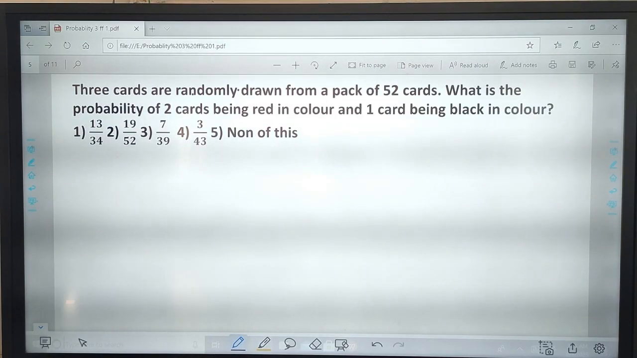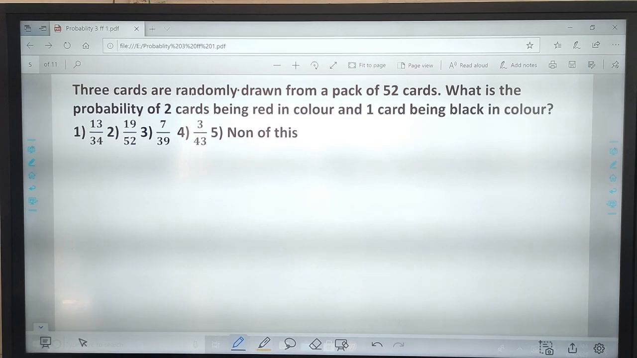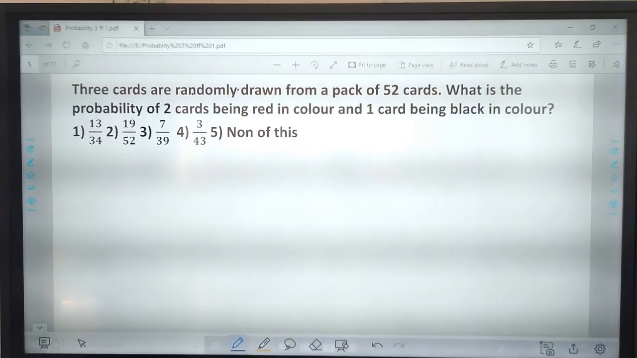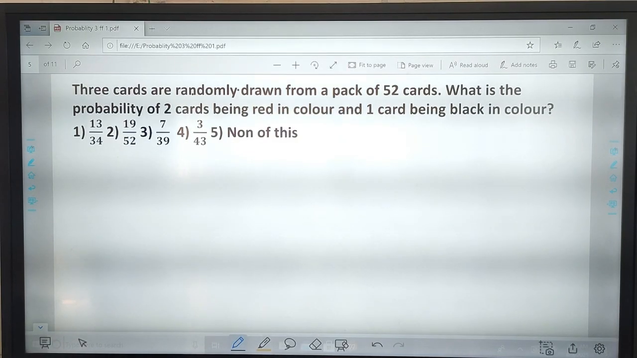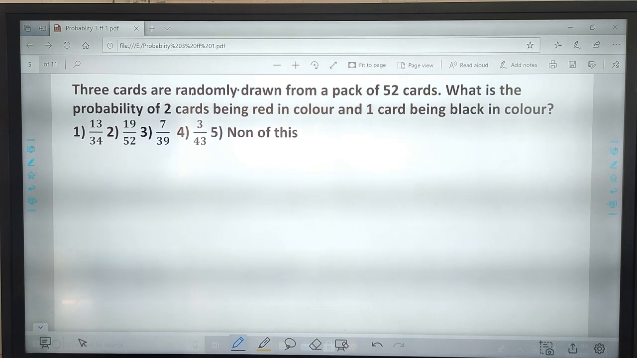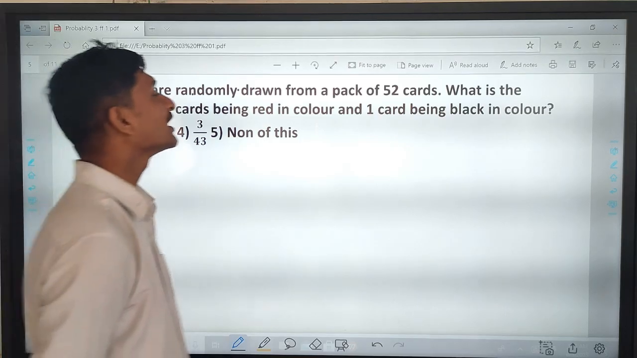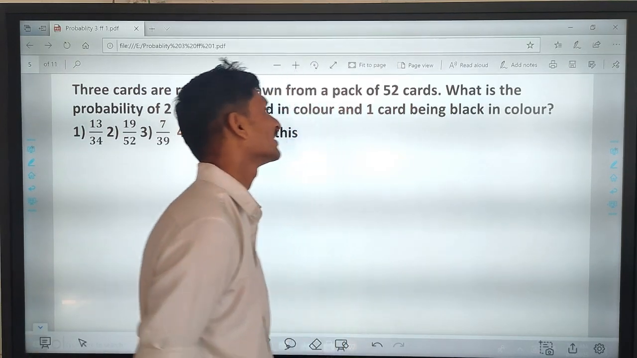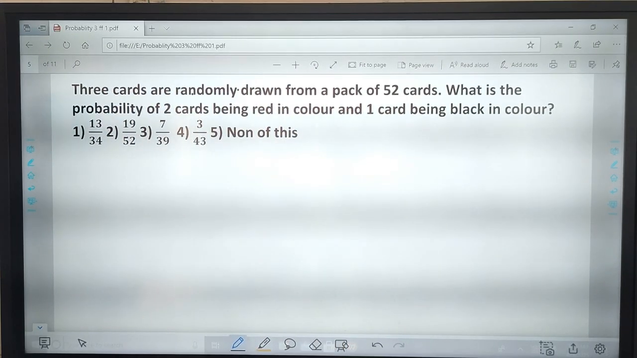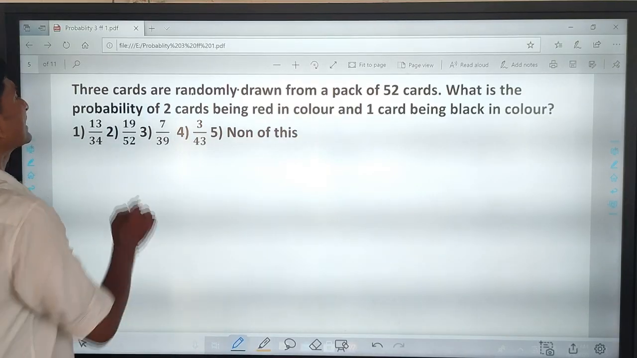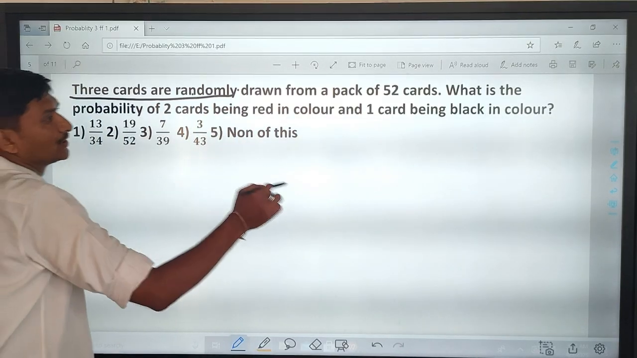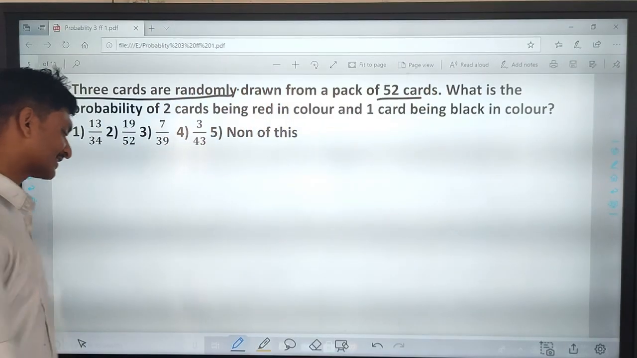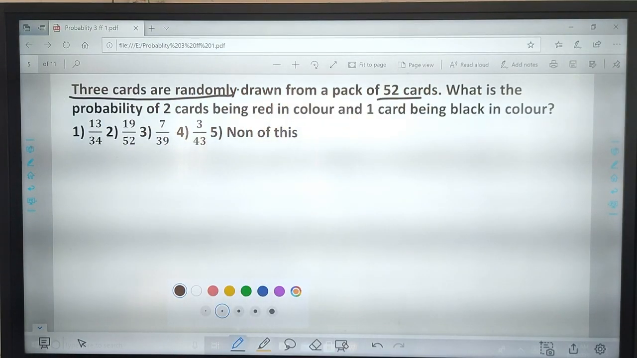Same. 3 cards are randomly drawn from a pack of 52 cards. What is the probability of 2 cards being red in color and 1 card being black in color? Here 3 cards are selected randomly from 52 cards.